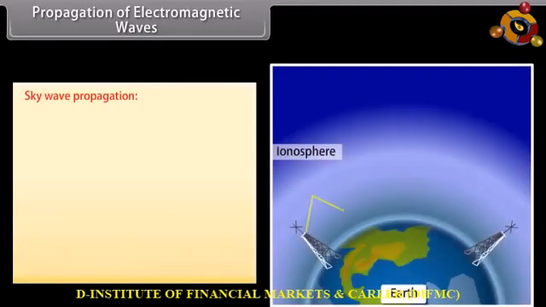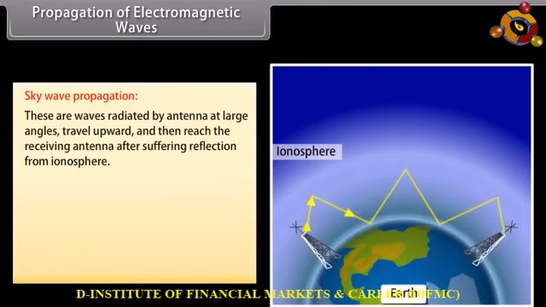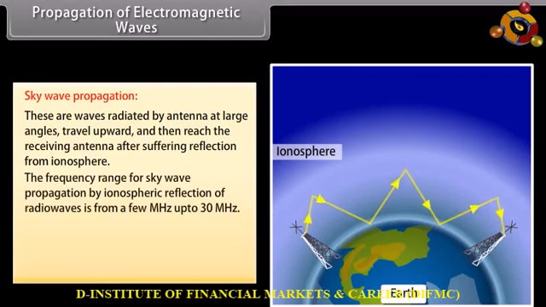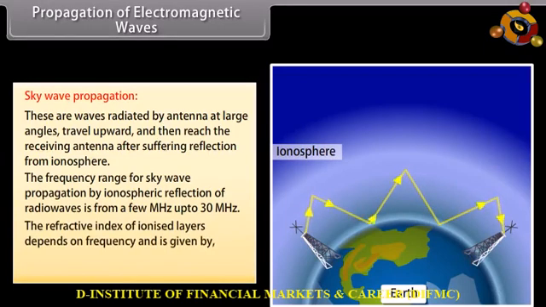Sky wave propagation. These are waves radiated by the antenna at large angles, travel upward and then reach the receiving antenna after suffering reflection from the ionosphere. The frequency range for sky wave propagation by ionosphere reflection of radio waves is from a few megahertz up to 30 megahertz. The refractive index of ionized layers depends on frequency and is given by under root 1 minus 81 upon f square.